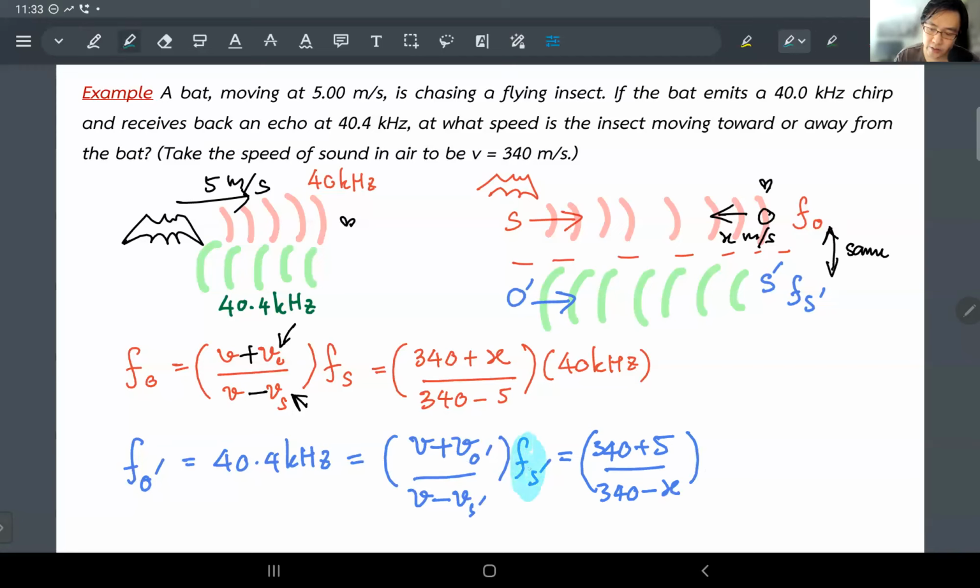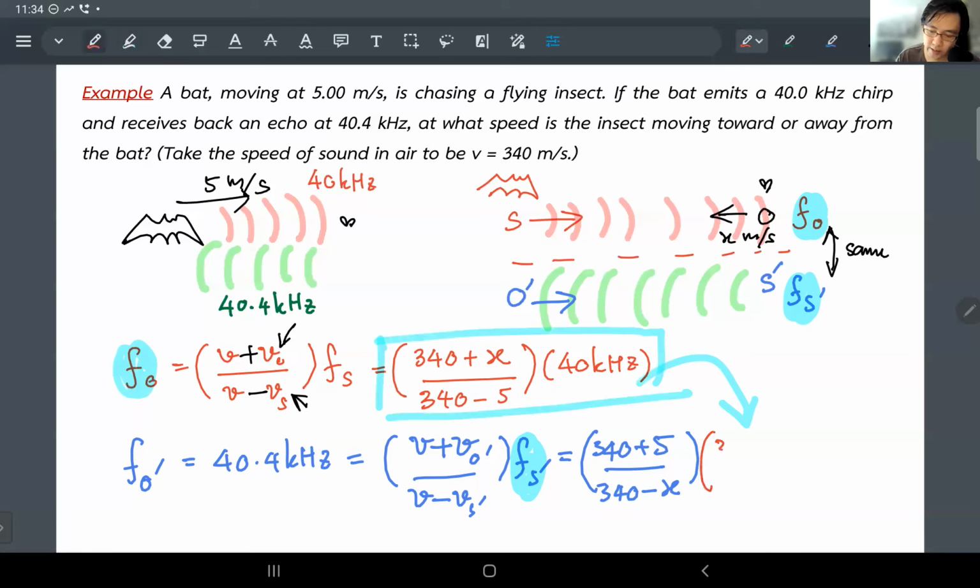Now you are multiplying f sub s prime, but we already agreed that this f sub s prime is exactly whatever the observed frequency from the first step was. So I'm just going to take the whole expression here and plug it in here. Does that make sense? Okay, so what I'm doing over here is taking the whole thing, 340 plus x over 340 minus 5, and 40 kilohertz. And that is it, guys. As you can see, the final equation only has x. And then you can finally solve for x and you are done.